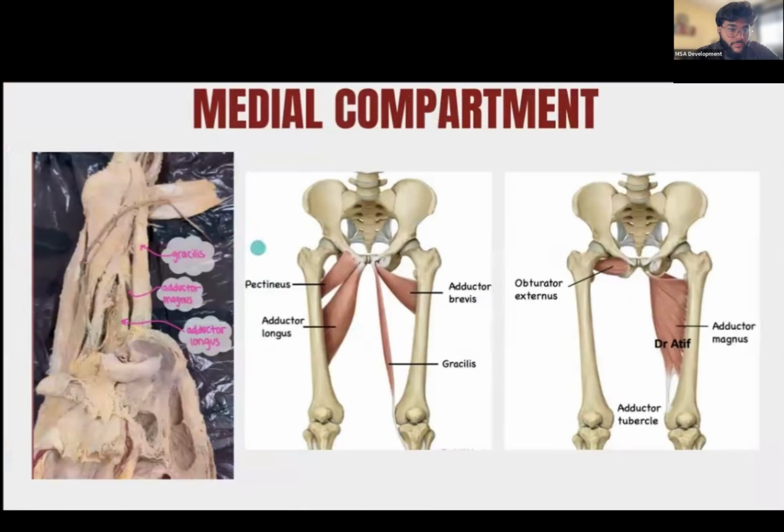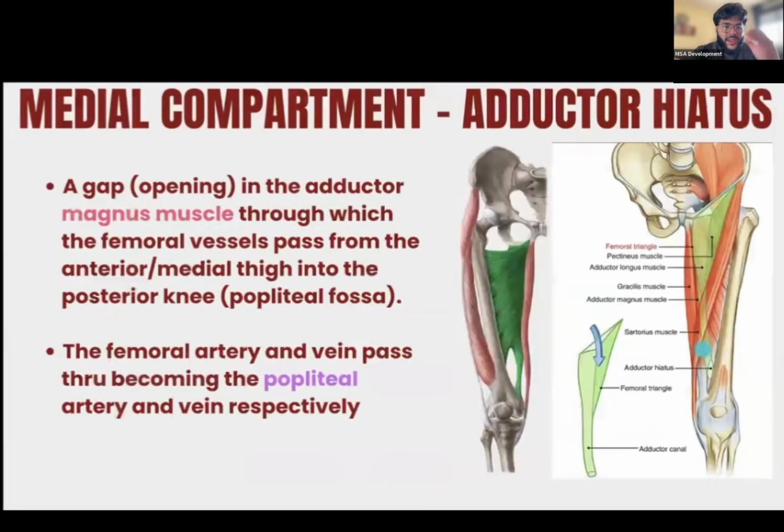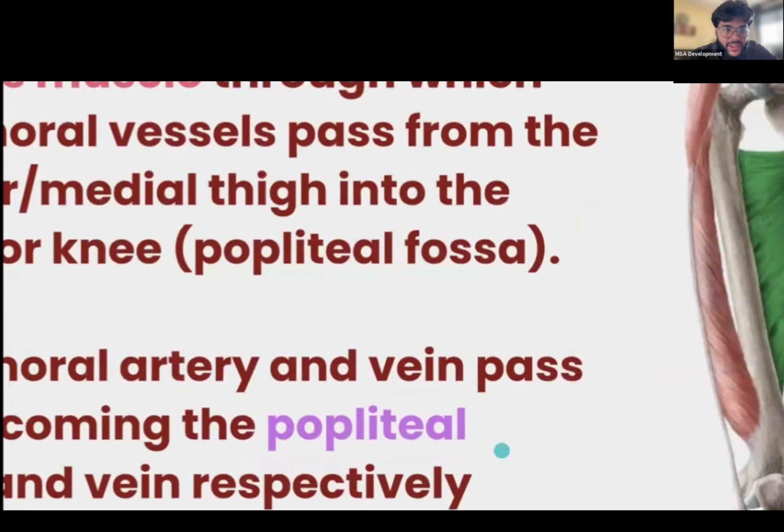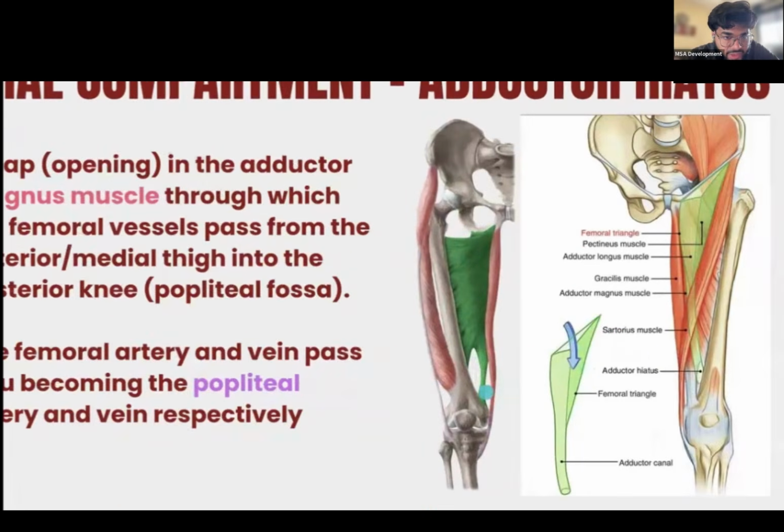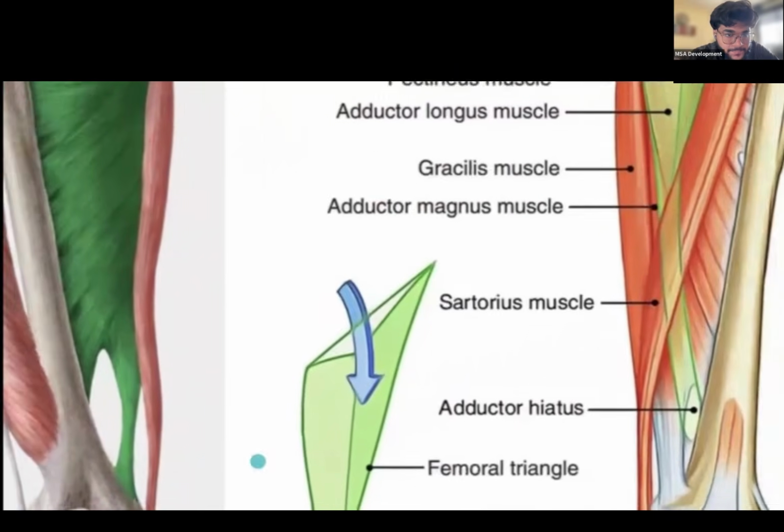Now, we talked about the medial compartment, which is made of the adductors, and they make a structure in your body known as the adductor hiatus. The adductor hiatus is basically a gap in the adductor magnus. Let me show it to you.